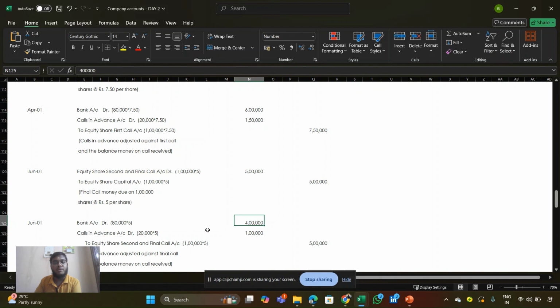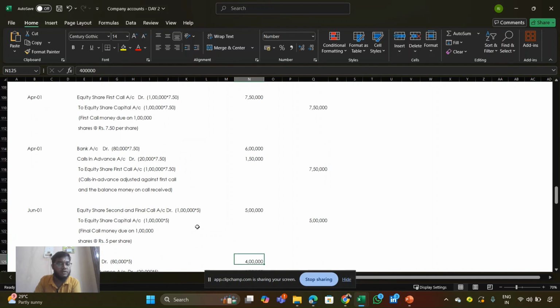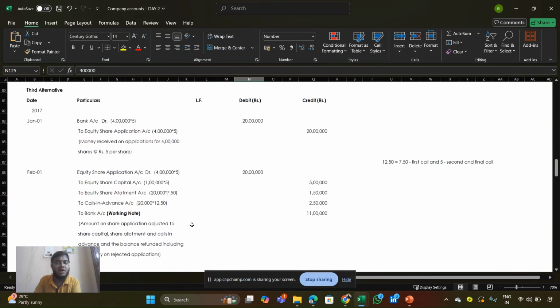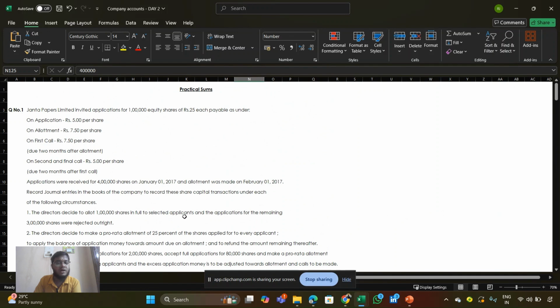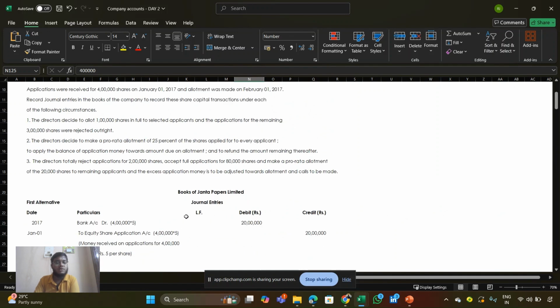While making the allotment money and the calls money, we have to make a received entry of how much we received as a balance. After adjusting the excess applications, how much we received as a balance, that should be debited to the bank account. Okay, this is considering the three alternatives of the over subscription concept. I hope that you understand the over subscription concept now. Based on sums, we will be understanding the concept.